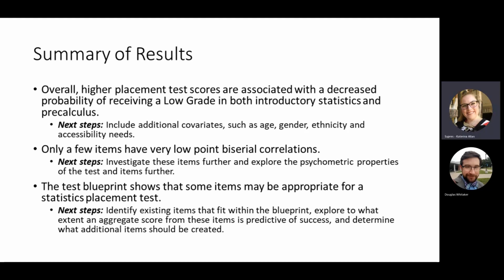The test blueprint shows that some items may be appropriate for statistics placement. We'll need to identify those items that fit within the blueprint, explore the extent to which the aggregate score for these items is predictive of success, and determine what additional items should be created.